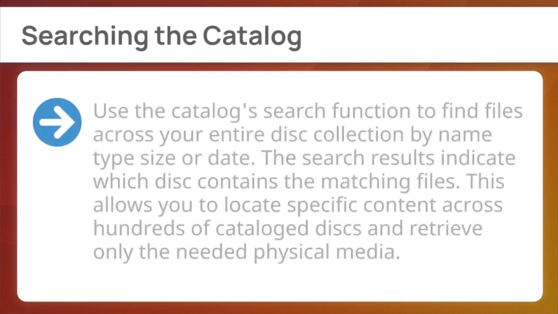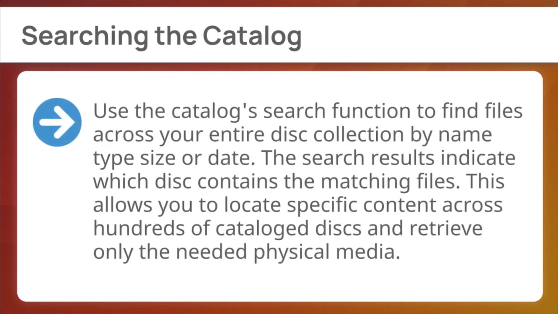Next, searching the catalog. Use the catalog search function to find files across your entire disk collection by name, type, size, or date. The search results indicate which disk contains the matching files. This allows you to locate specific content across hundreds of catalog disks and retrieve only the needed physical media.